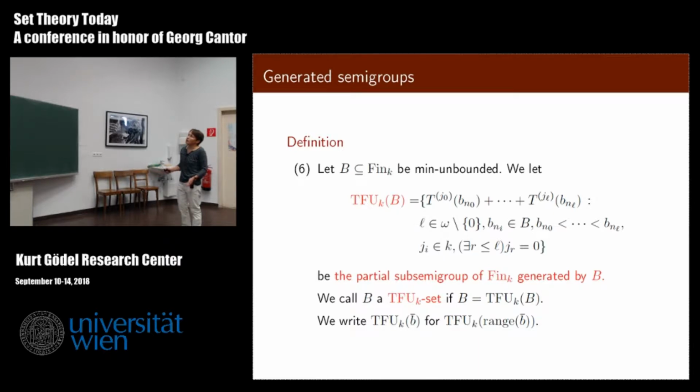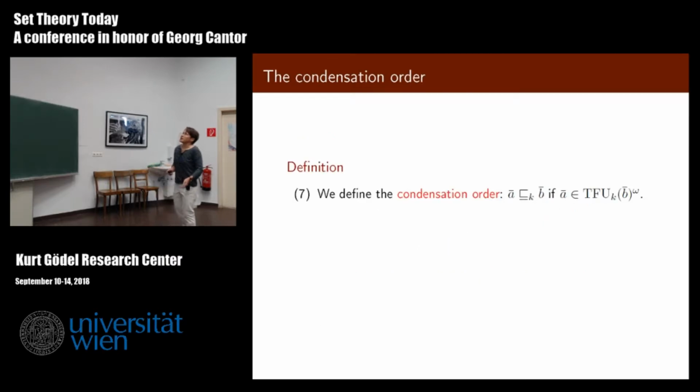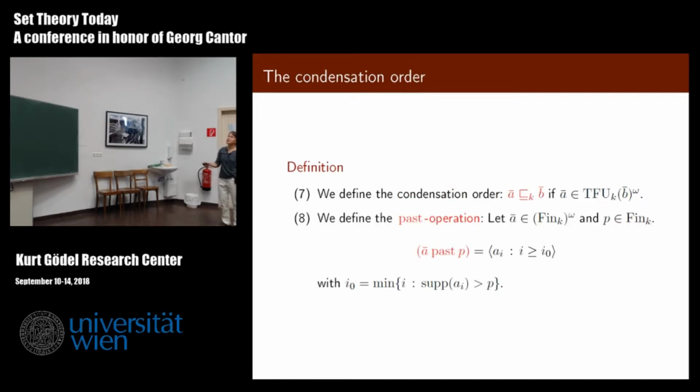And I also use it not only for min unbounded sets, but also for these sequences we had on the former slides, the unmeshed sequences. And here I just identify the sequence with its range. Since it's an unmeshed sequence, it's min unbounded. And so now this partial order, where I advertised already that the staircases will come out as a dense subset, is the condensation order.